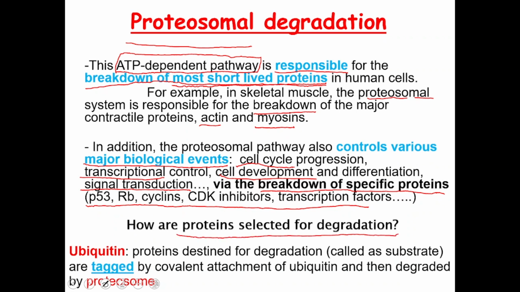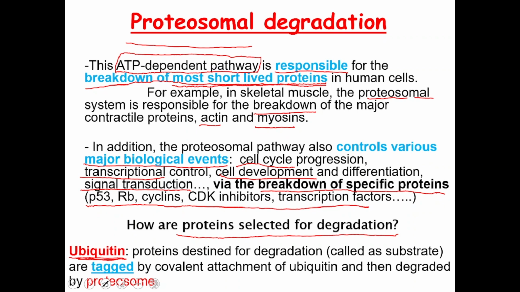Now, how does the proteasome know that I'm going to degrade this protein, I'm going to degrade this protein, but I will not degrade this protein? How does it differentiate? There has to be something on top of it, something to show that okay, you can break down this protein, but you cannot break down this protein. So how are proteins selected for degradation? There is another protein which is called ubiquitin. This ubiquitin acts like a tag, very good. It acts like a tag on the protein which needs to undergo degradation.